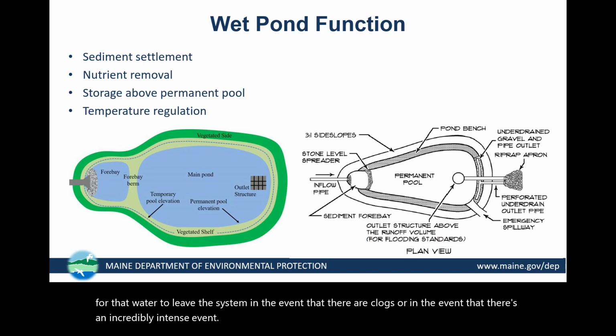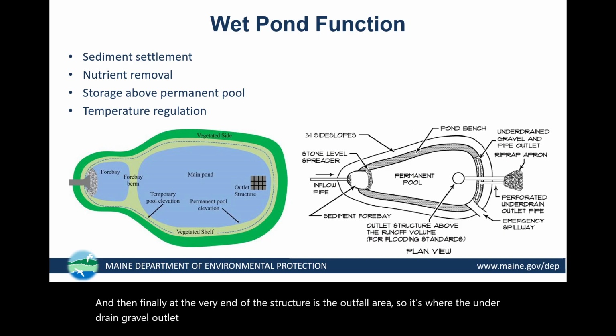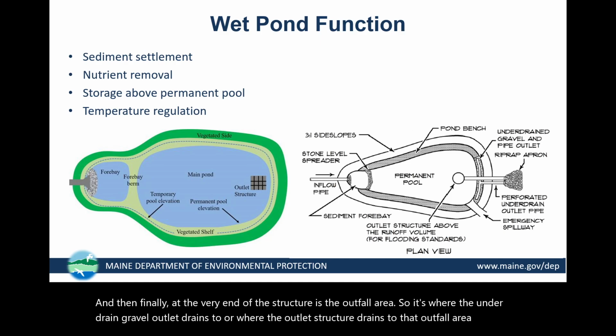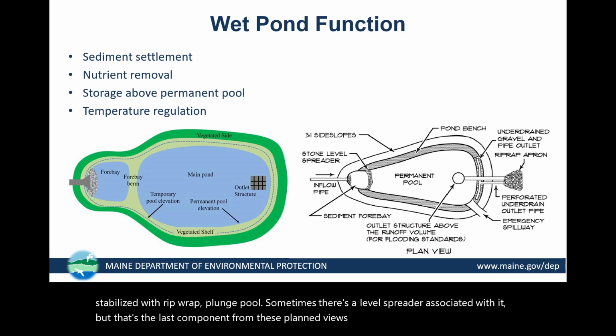And then finally, at the very end of the structure is the outfall area. So it's where the underdrained gravel outlet drains to, or where the outlet structure drains to. That outfall area is often stabilized with riprap, plunge pool. Sometimes there's a level spreader associated with it. But that's the last component from these plan views of the stormwater wet pond.